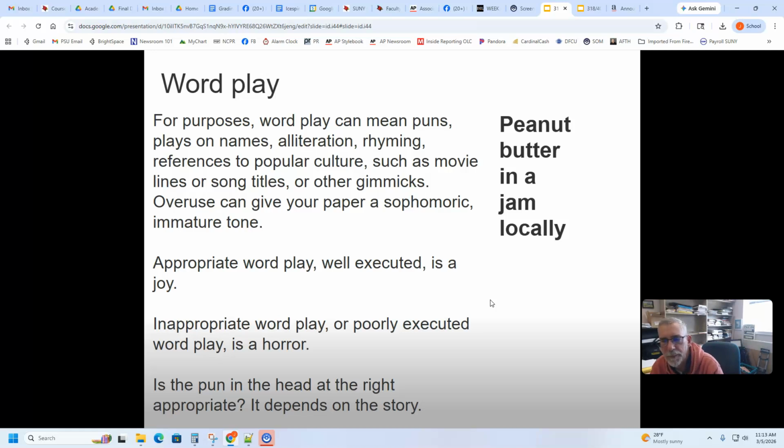Immature, that's what it means. Immature tone. Appropriate wordplay, well executed, is a joy. It really is. It's hard to do, though. Inappropriate wordplay or poorly executed wordplay is a horror. It can be bad. Is the pun in the headline right appropriate?